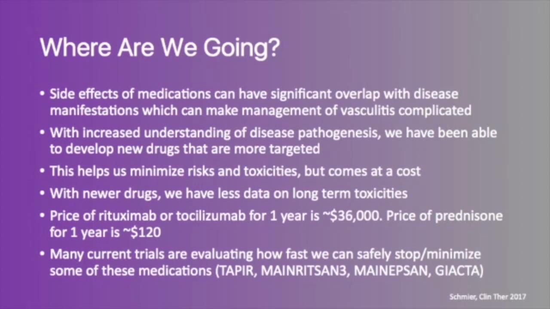Another thing is price. The price of rituximab or tocilizumab for a year is about $36,000. The price of prednisone for a year is $120. Again, these are just things that, in terms of the larger healthcare system, we need to be aware of. And many current trials are evaluating how fast and safely we can stop or minimize some of these medications. I just listed a couple of them right now, where we're trying to see, can we stop these medicines, and how can we monitor and pull off slowly in a safe way.